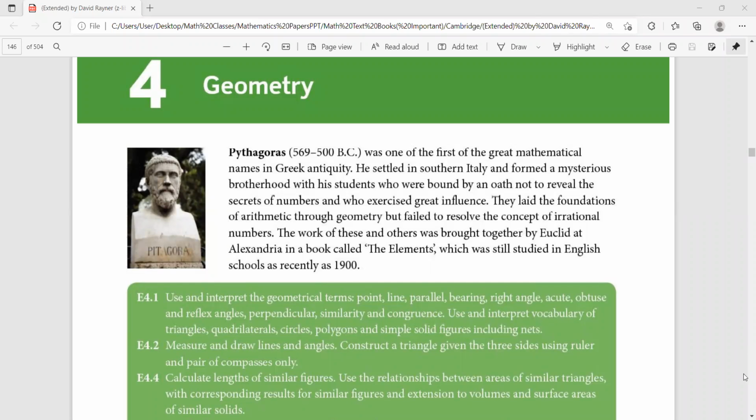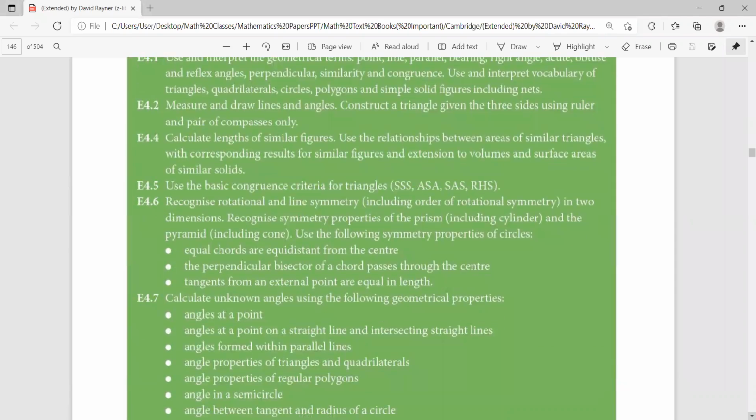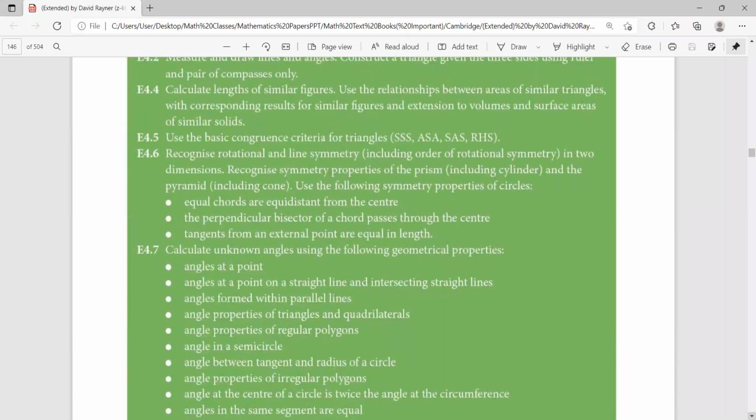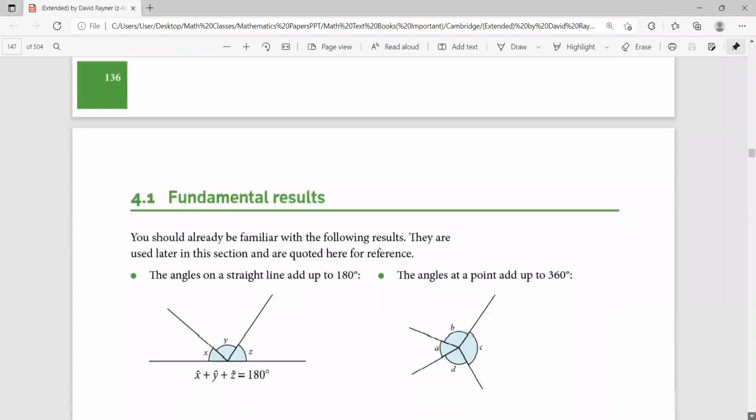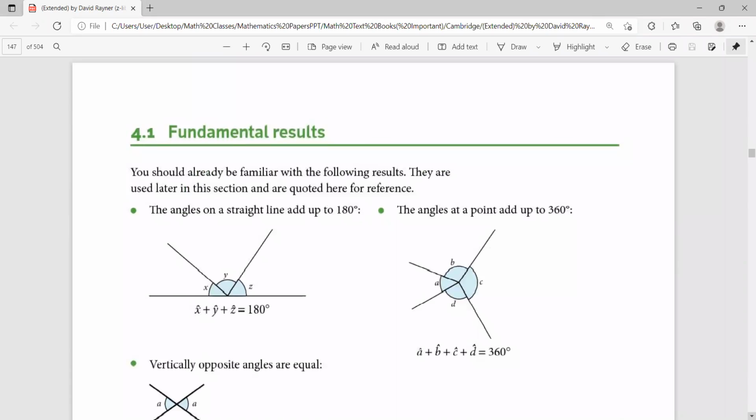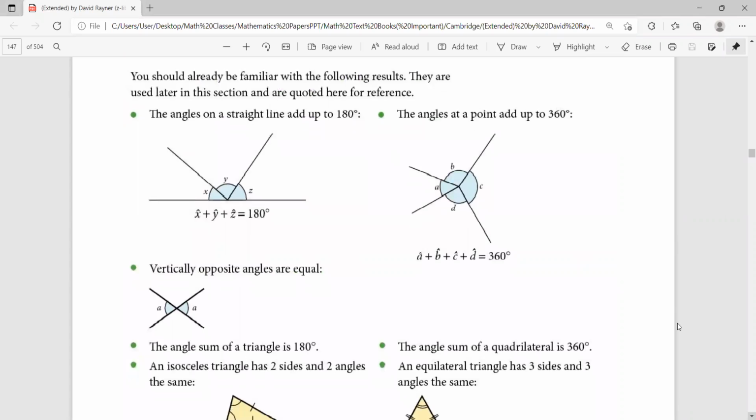Now, under this geometry, the first thing we are learning is the important theories. Most of these theories you all have learned in the previous grades. Now, I will tell you what the fundamental results or theories are that you have all learned, right? The first theory is the angles on a straight line add up to 180.